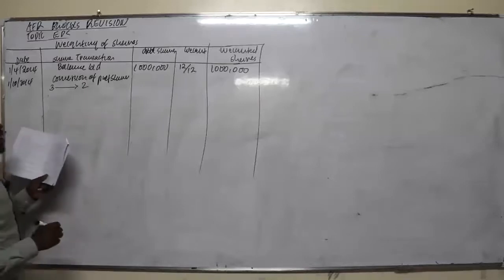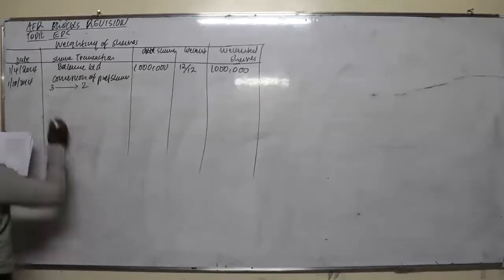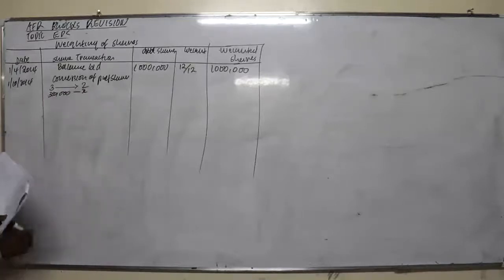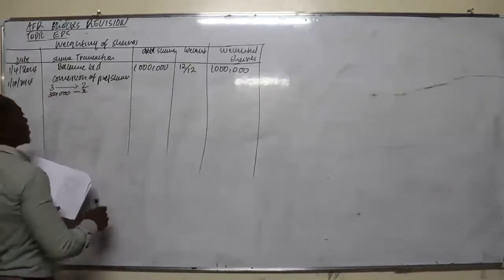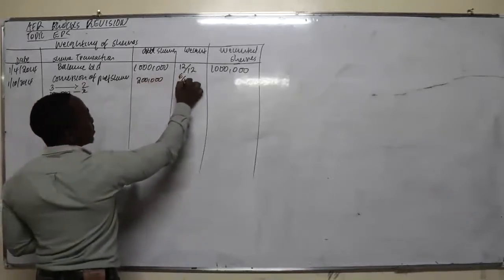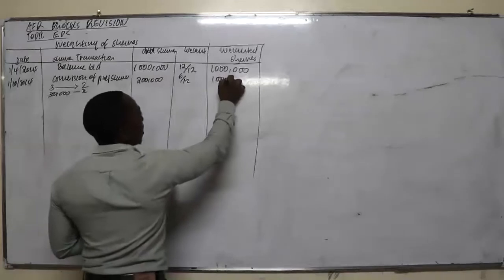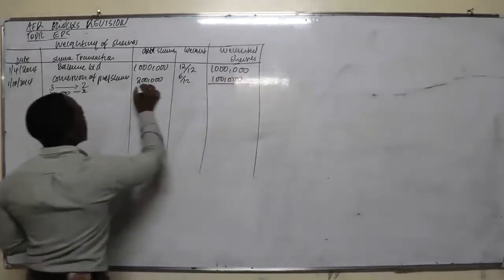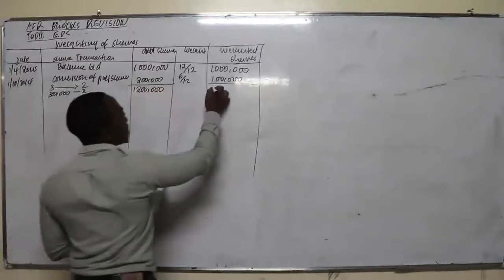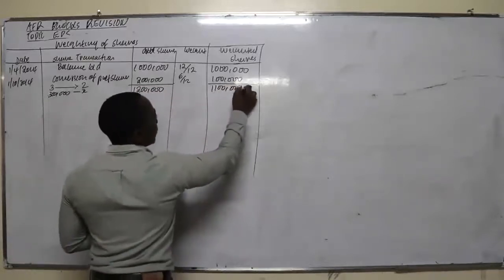Are you together? And a holder of 300 converted them into ordinary shares. That means you got how many ordinary shares? Is it 200? 200. How many months to the end of the year? 6 over 12, and you get 100. Good. So after every share transaction, you sum up, right? Good.